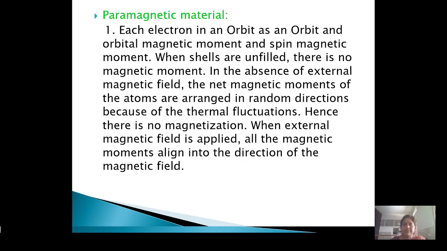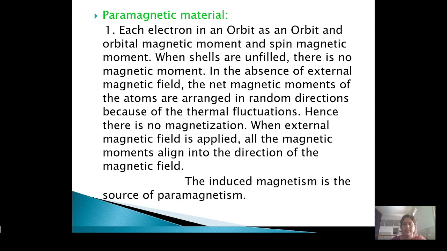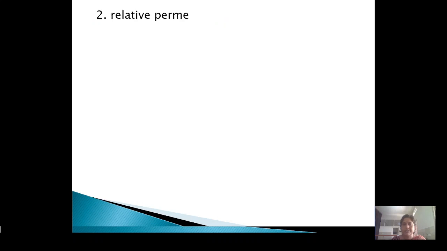When shells are filled, there is no net magnetic moment. In the absence of an external magnetic field, the net magnetic moments of atoms are arranged in random directions because of thermal fluctuations. Hence, there is no magnetization. When an external field is applied, all the magnetic moments align in the direction of the magnetic field. The induced magnetism is the source of paramagnetism.